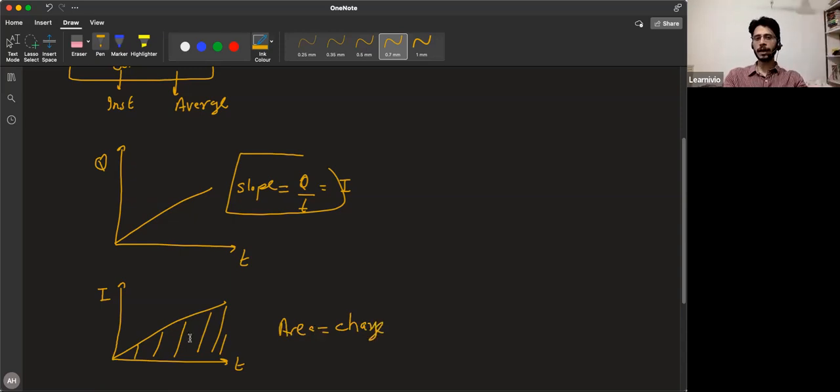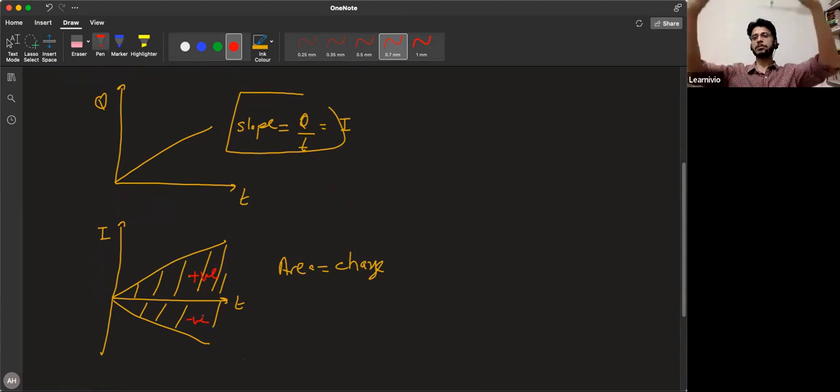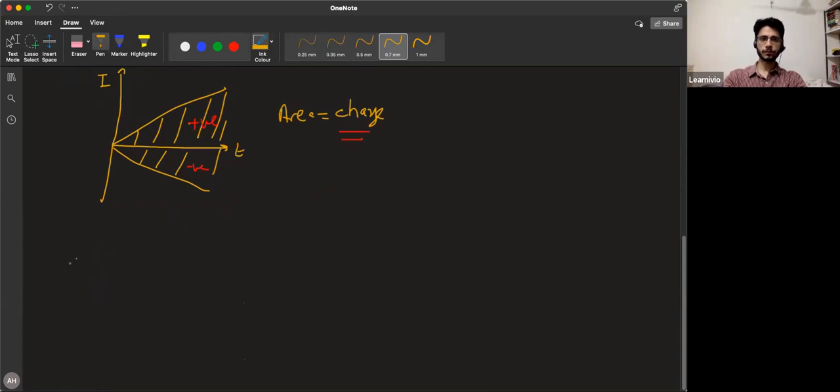The area above the time axis, we consider as positive. And the area which is below the time axis, we consider as negative. The area below the time axis is negative, and the area just above the time axis is positive. So area will give you charge. Let's do a question on this simple principle.